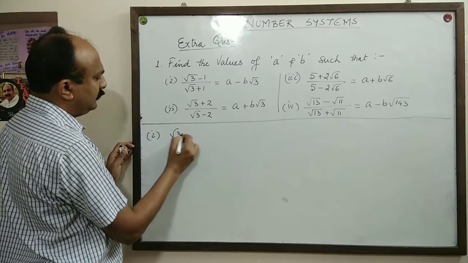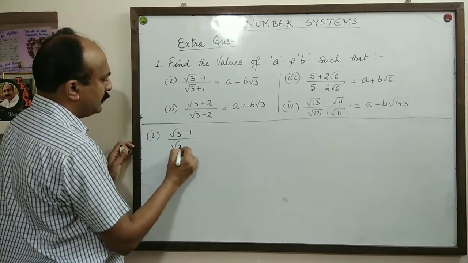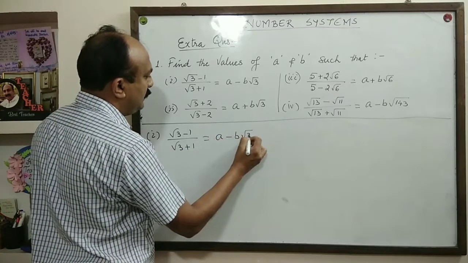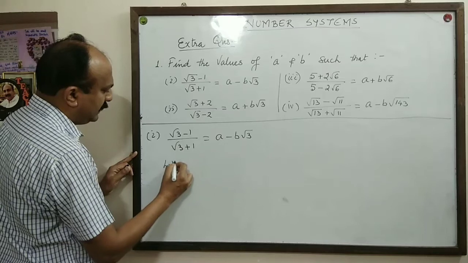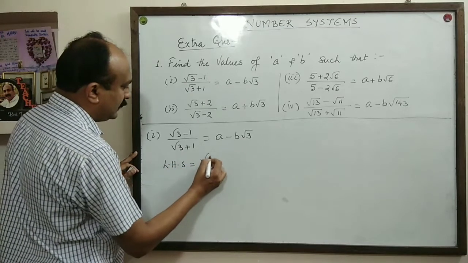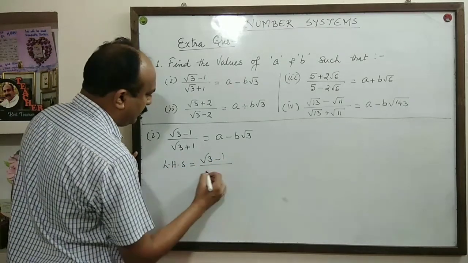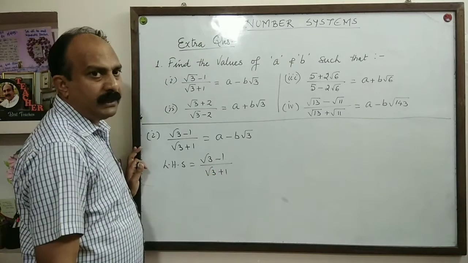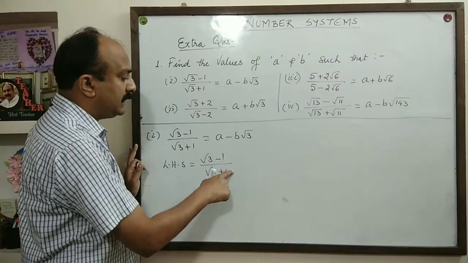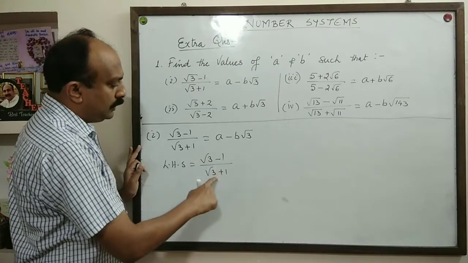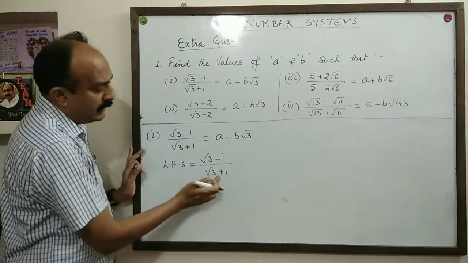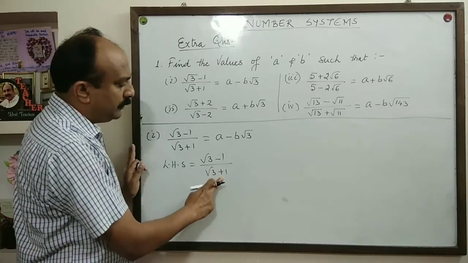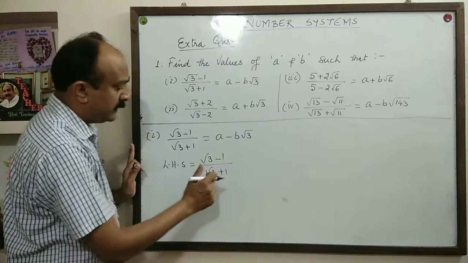Root 3 minus 1 upon root 3 plus 1 is equal to a minus b root 3. Its LHS is root 3 minus 1 upon root 3 plus 1. How can we simplify it? How can we rationalize the denominator? Multiplying the numerator and denominator by the conjugate of the denominator. Here the conjugate of the denominator is root 3 minus 1.